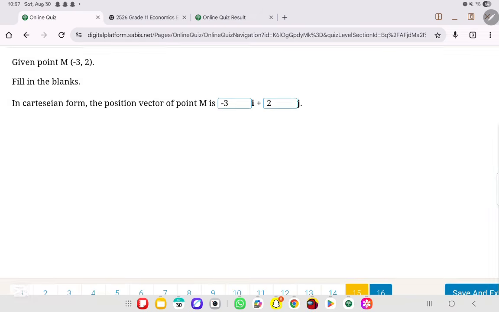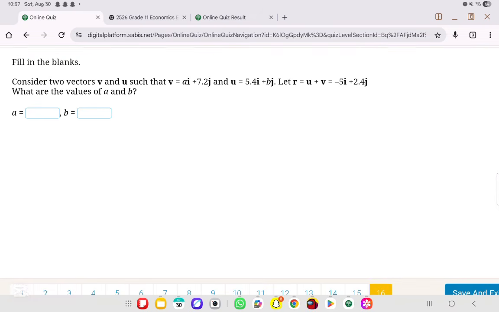Now we move on to the last question, which is question number 16. Consider two vectors v and u such that v equals ai plus 7.2j and u equals 5.4i plus bj. Let r equal u plus v equal minus 5i plus 2.4j. You may look at this and wonder what you are looking at. Very simply, read it again. Consider two vectors v and u, right? Such that v is this and u is this.